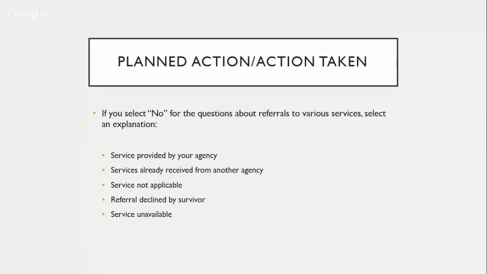Next, referral declined by survivor. This means there is a need for a referral, but the survivor didn't want the referral. So we'd mark this as declined. And finally, service unavailable. This means that the survivor could have benefited from the services, but for some reason, those services aren't available or accessible to the survivor. So we'd mark service unavailable. In a lot of settings, this is a common response when we're talking about safe houses that might not be present in that setting.